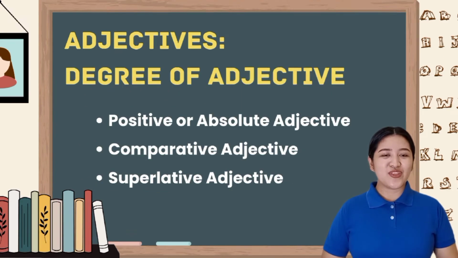Now let's proceed to the degrees of adjectives. Adjectives change in form when they show comparison. Adjectives have 3 degrees that compare one thing to another. These 3 degrees of adjectives express the intensity of the adjective in increasing order.